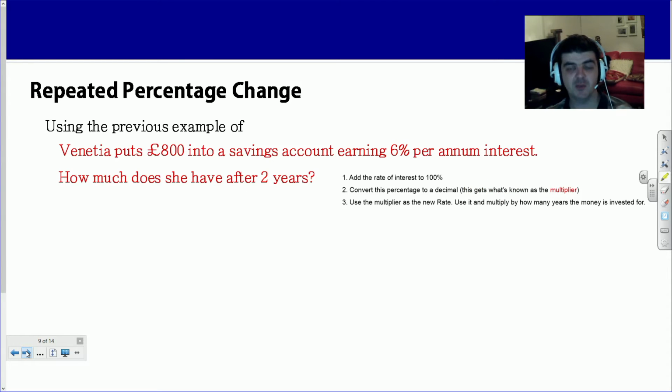Now, I'm going to go back to the old example that we used in the first place. I thought this was a better way to do it. I put the rules for doing this at the side of the page, as you can probably see.